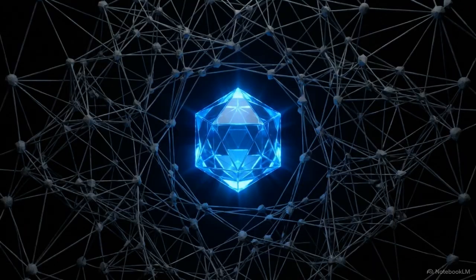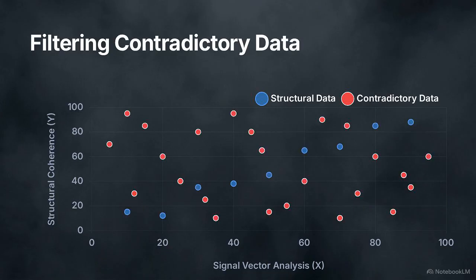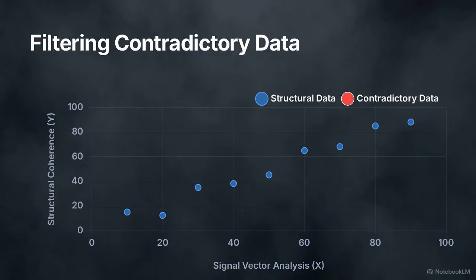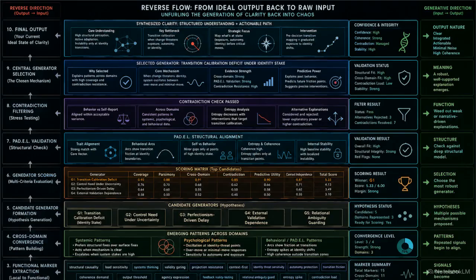The architecture generates clarity through this process of exclusion. By systematically removing data that creates contradiction, the system ensures that only the most robust structural truth remains. We reach level 9, central generator selection.